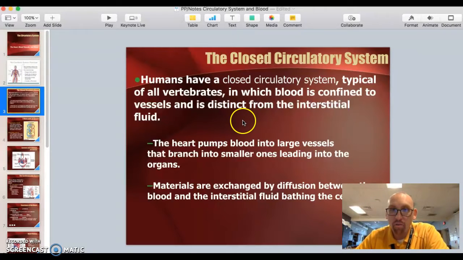When someone bleeds out, what they're really saying is this closed system has been opened up and they're losing blood out of this system. So the body isn't receiving the oxygen that it needs, the nutrients that it needs. Body temp is going to be thrown off. Waste isn't getting removed. Very bad. It gets very bad very quickly. So the heart pumps the blood into large vessels, which branch into smaller ones, which lead to the organs. And then exchange at the cells really takes place through diffusion, which we'll talk about when we do respiration.